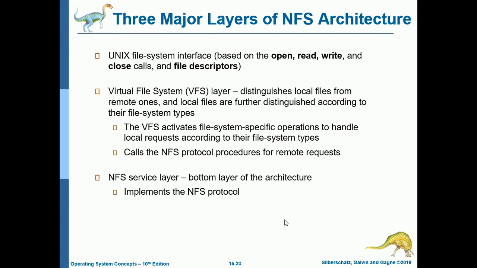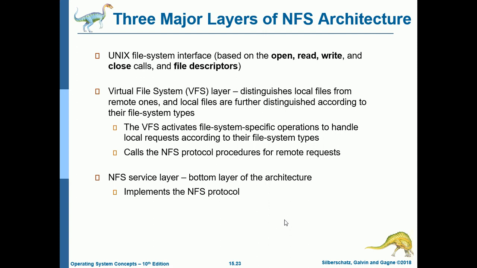Okay, next we have the three major layers of NFS architecture. The first is the Unix file system interface, based on the open, read, write, and close calls and file descriptors. The virtual file system, or VFS layer, distinguishes local files from remote ones, and local files are further distinguished according to their file system types. The VFS activates file system specific operations to handle local requests according to their file system types and calls the NFS protocol procedures for remote requests.